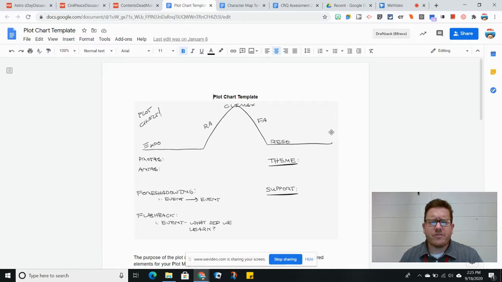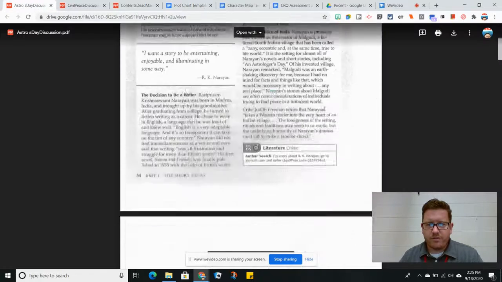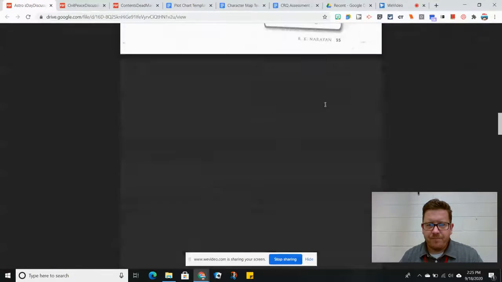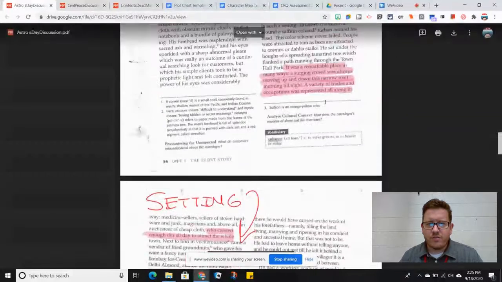And let's talk about An Astrologer's Day. That takes place in an open air market in a 1950s-ish town in India. Think about the flea market in Crump, but like huge. And so, how does the author in the exposition give us a sense of place? Let's click over to the story here. So you've got this stuff. Here we go. So the story.